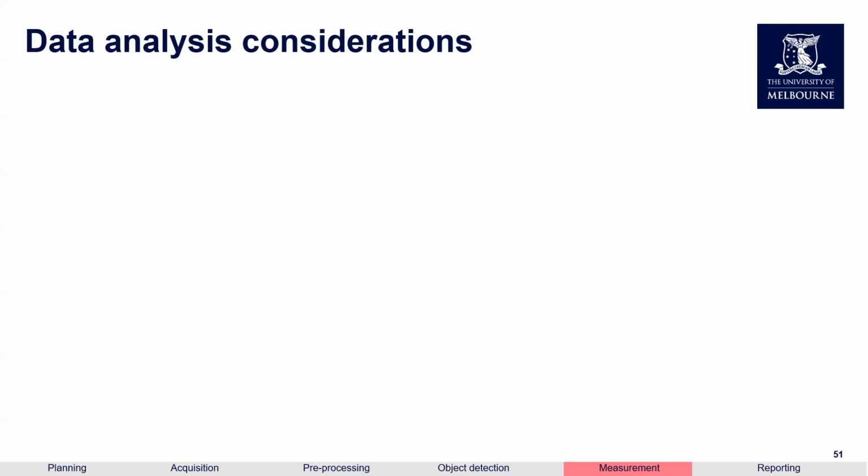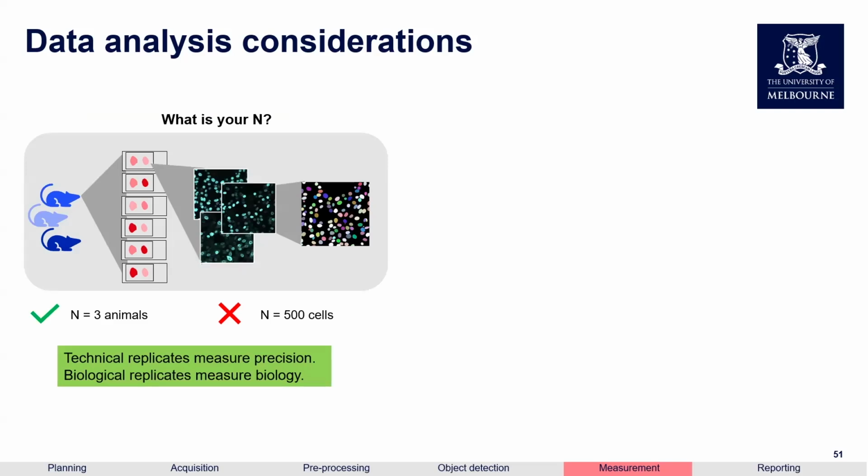Before we move to the reporting part, there are a few important points that I'd like to highlight on what we want to do with the measurements. The first question is, we want to understand what your correct N is. Let's say you have measured 500 cells from a single animal or single experiment. Your N is 1 rather than 500. So these 500 cells are technical replicates.